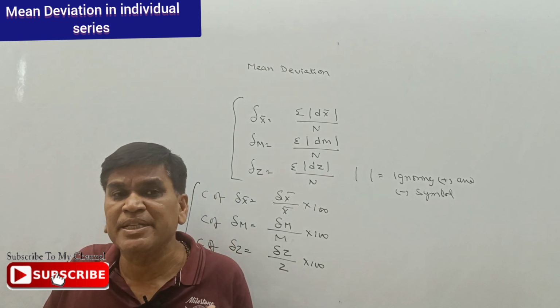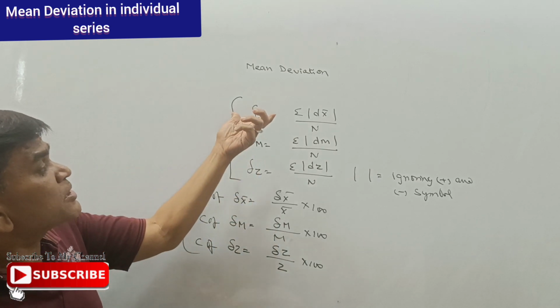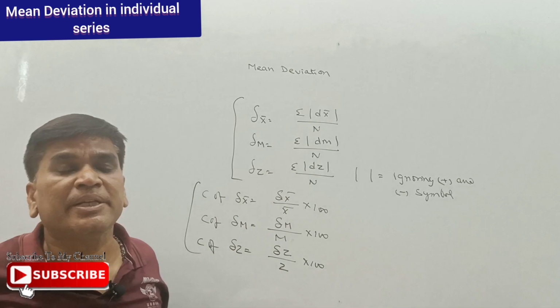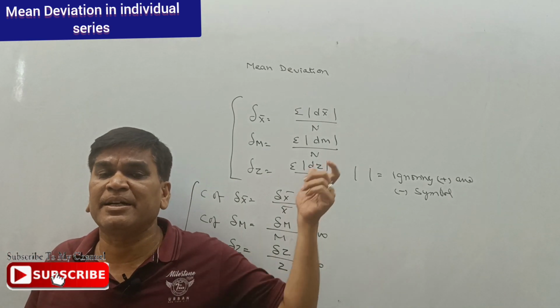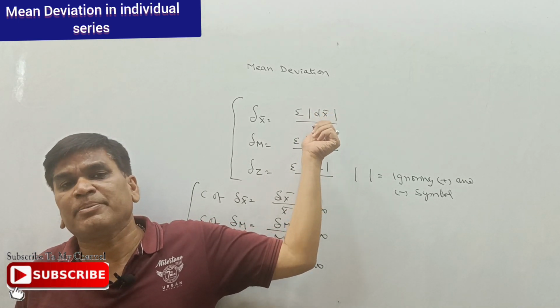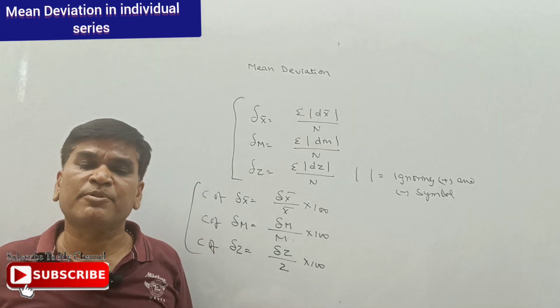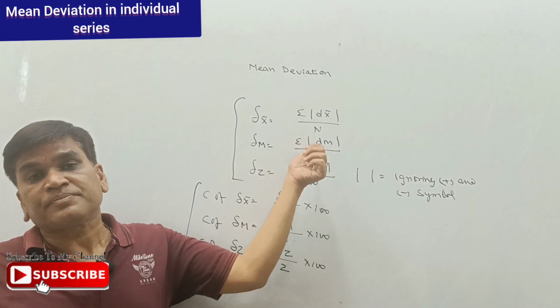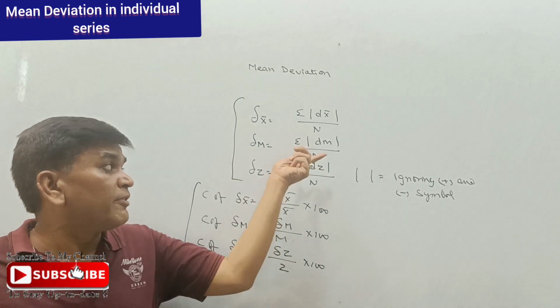So in a case of individual series, where the frequency is absent, we will use this formula to calculate mean deviation. Mean deviation from arithmetic mean is sigma deviation taken from arithmetic mean divided by n. If we are to calculate the mean deviation from median, then it is sigma deviation taken from the median divided by n.